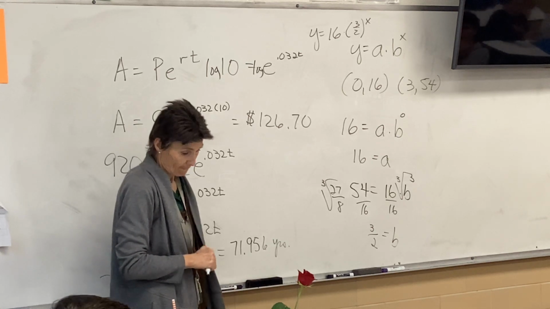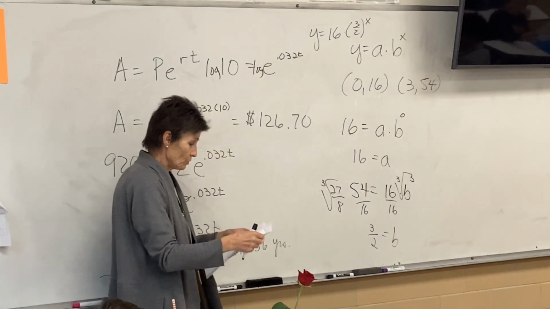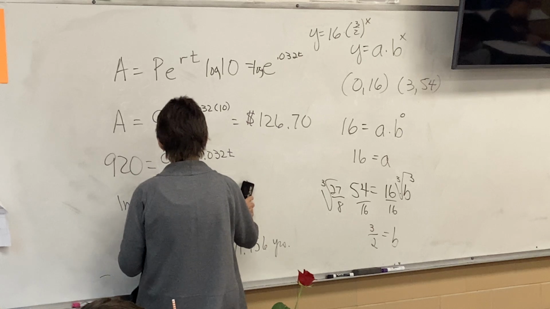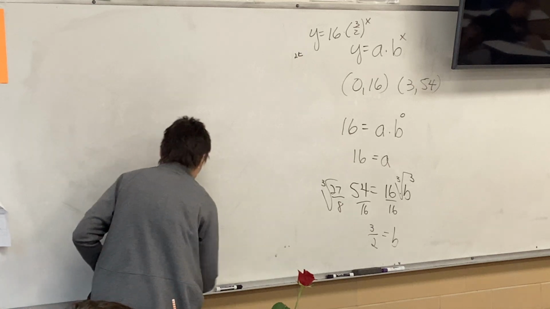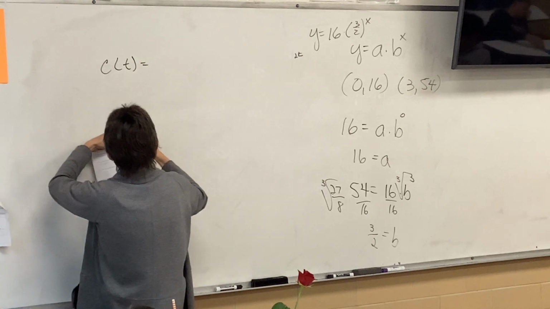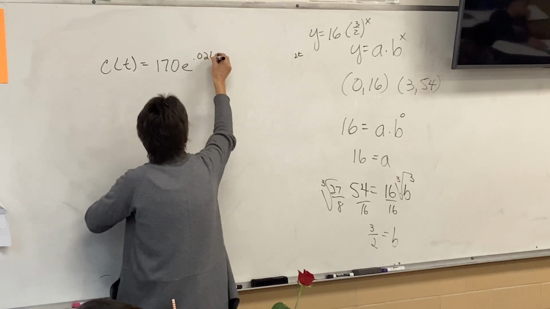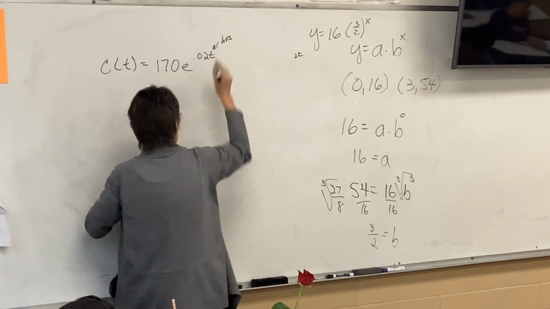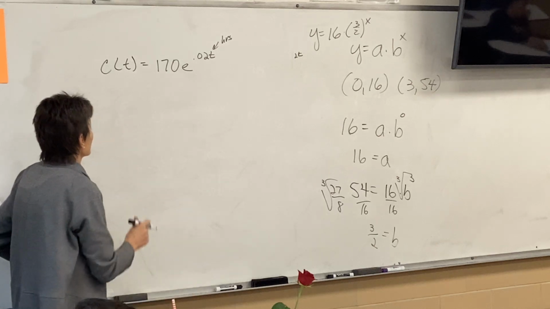Yep. Number 4 on 2.5. Remember, bacteria in a certain culture can be modeled by this equation. It's basically the same equation I'm erasing there. So the bacteria in the culture is 170 e to the 0.02t, where t is in hours. All right, find an equivalent expression of the form A times B to the x.